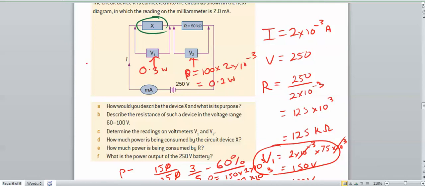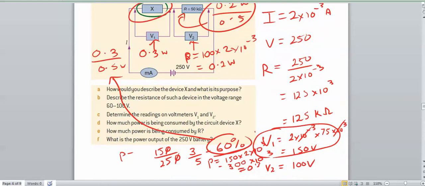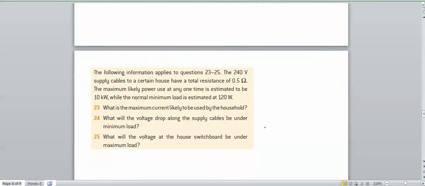So as we said here, then there's a total of 0.5 watts. And 0.3, well, conveniently, as we worked out, 60% of that power goes through this. The 0.2 watts, or 40%, goes through here. What is the power output of the 250 volt battery? You can work that out. Add those two together. It's not hard.